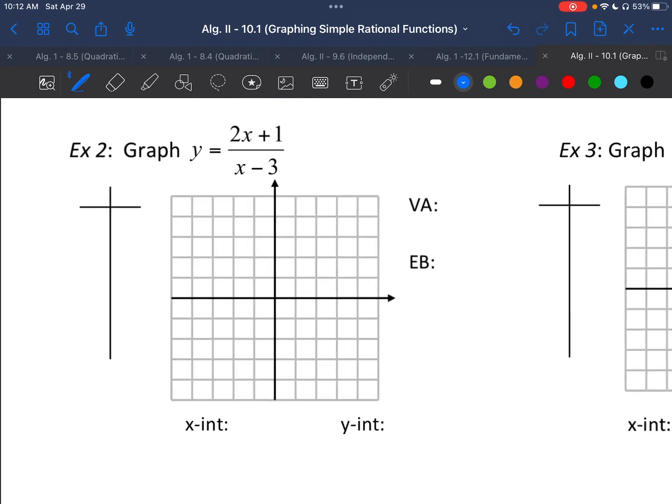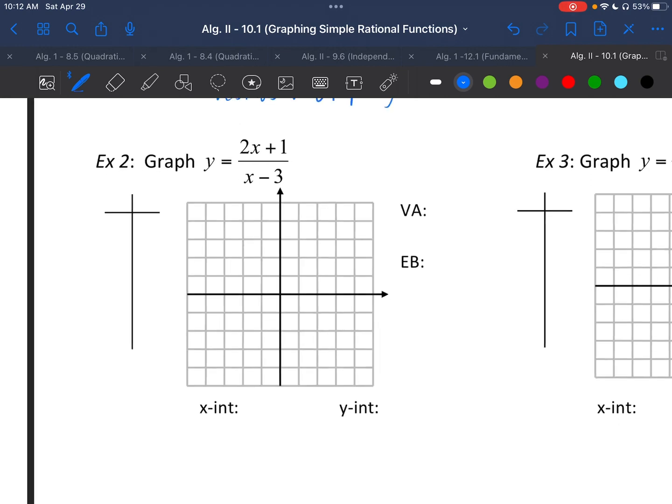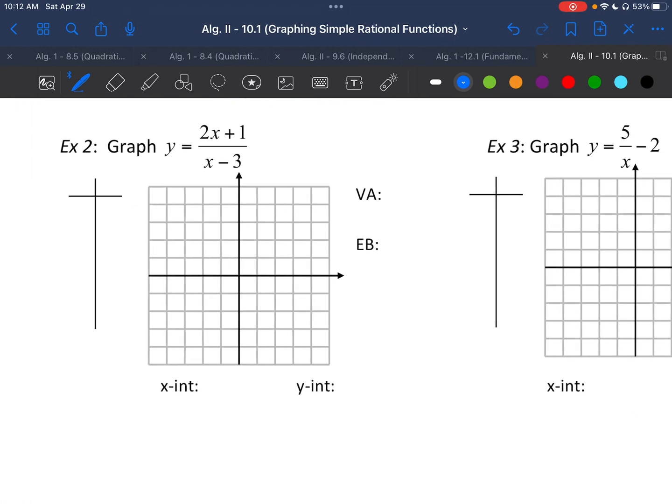So in order to graph example 2 here, y equals 2x plus 1 over x minus 3, we'd say, hey, okay, let's find the x-intercepts. So in order to find the x-intercepts, we set y equal to 0. So we'd have 0 equals 2x plus 1 over x minus 3. Well, we don't like the fact that there is a variable in the denominator, so let's multiply both sides by x minus 3 over 1. That would reduce that, leaving us on the right with just 2x plus 1.